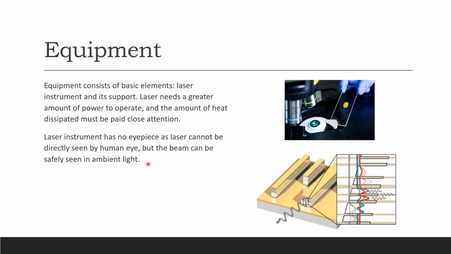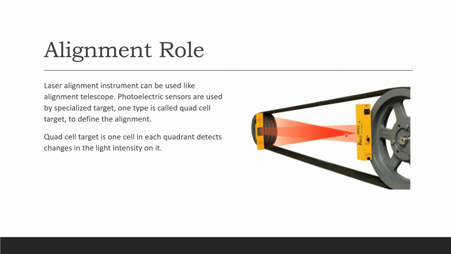The laser instrument has no eyepiece, as a laser cannot be seen directly by the human eye. But the beam, just the beam, can be safely seen in ambient light. You have to have a light setting. For alignment, a laser alignment instrument can be used like an alignment telescope, because we're just trying to find the straightest possible line using these instruments.